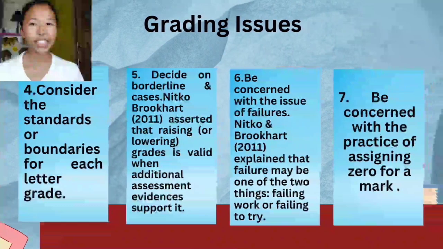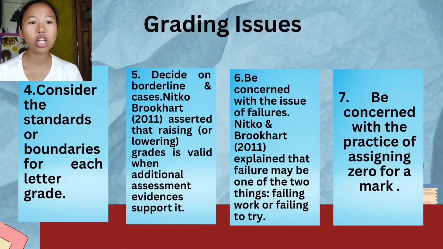And the second to the last grading issue states that we should be concerned with the issue of failures. Nitko and Brookhart 2011 explained that failure may be one of 2 things: failing work or failing to try. When a student receives a failing mark or grade, it means that the student consistently displayed poor performance in comparison to the learning targets or stated standards.